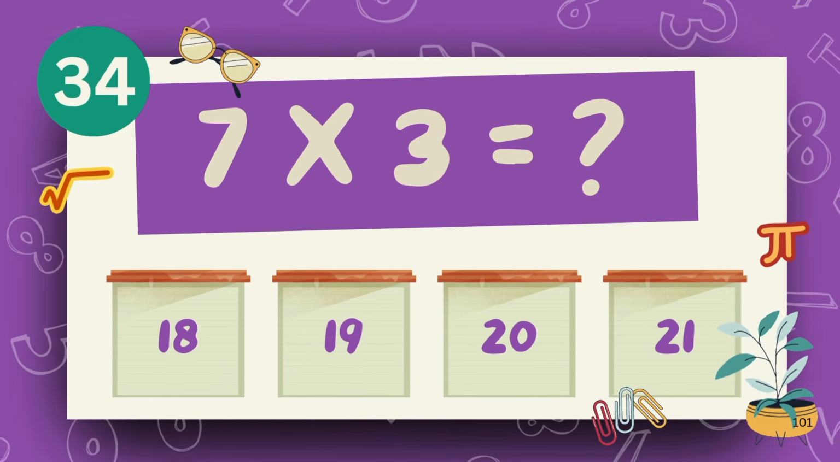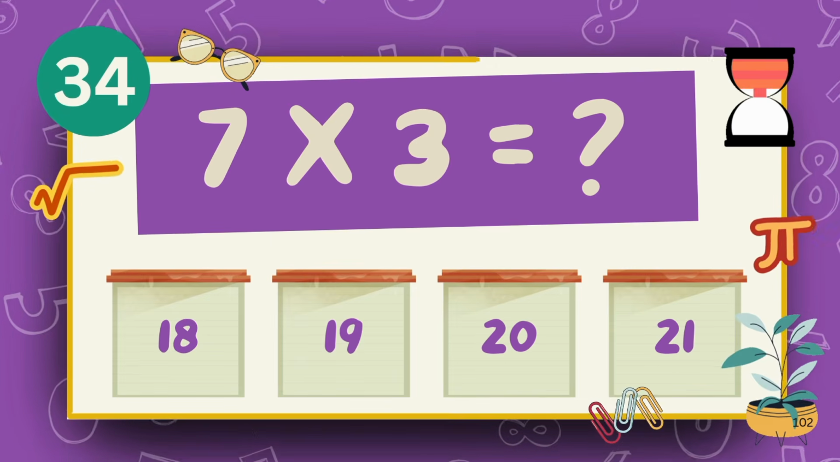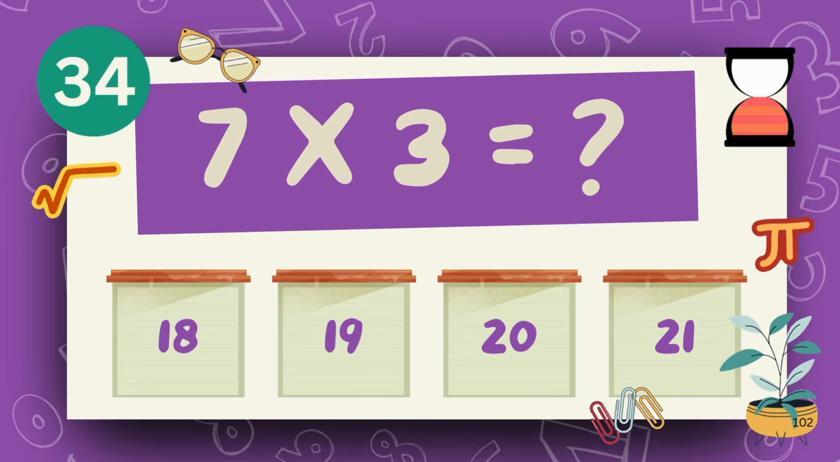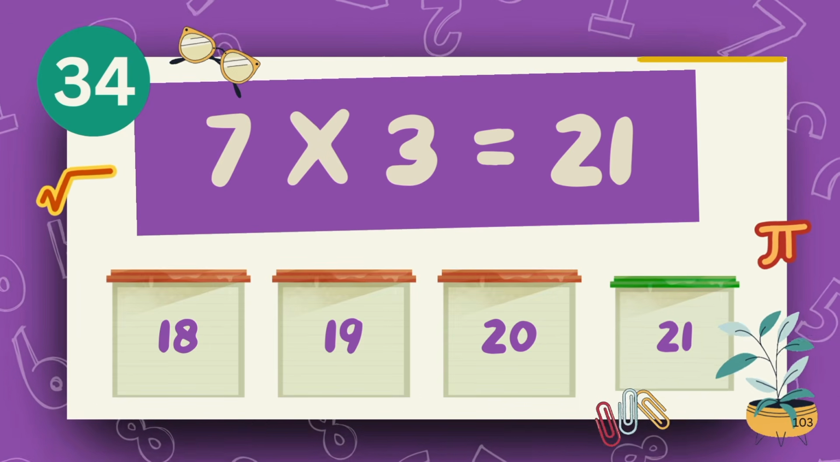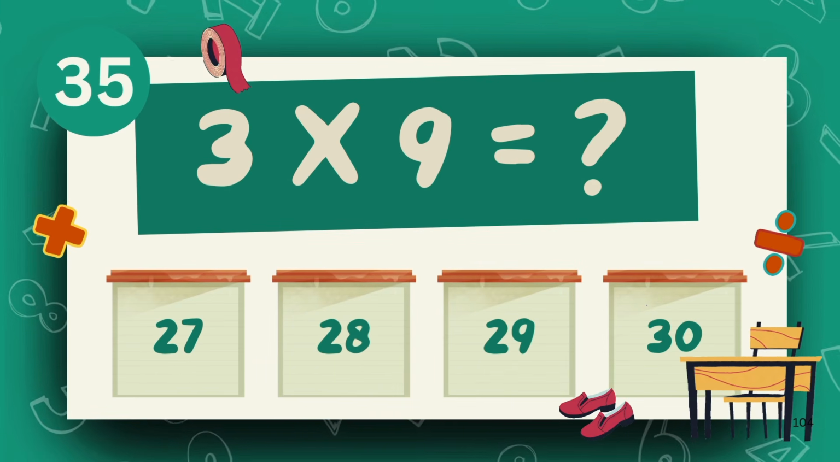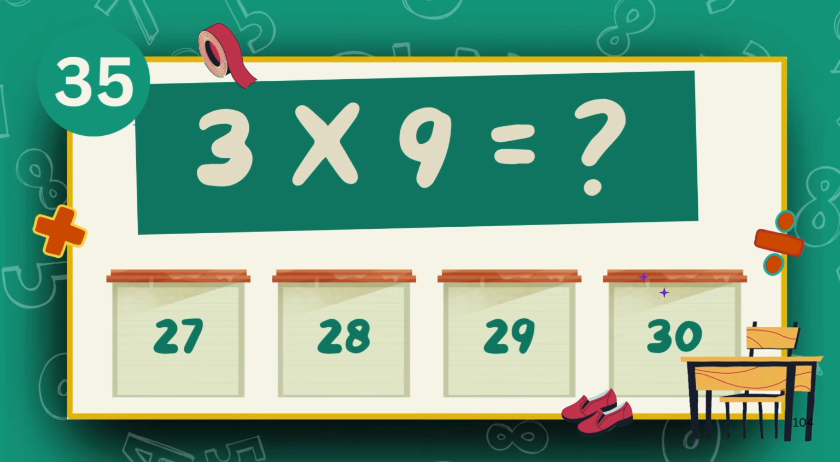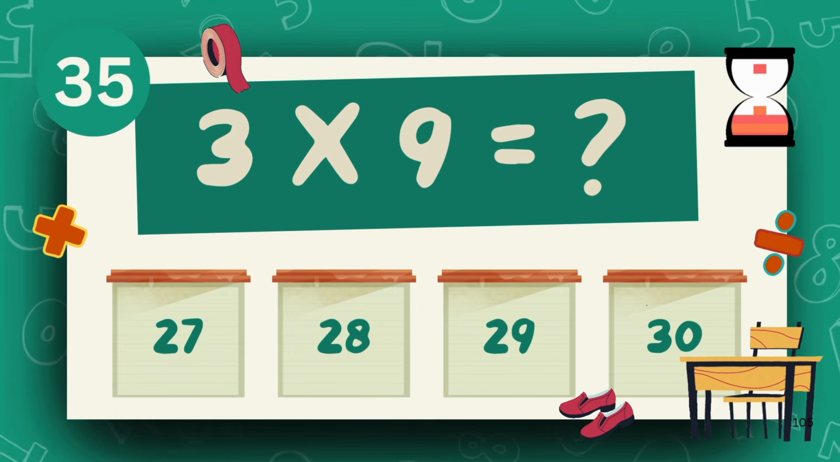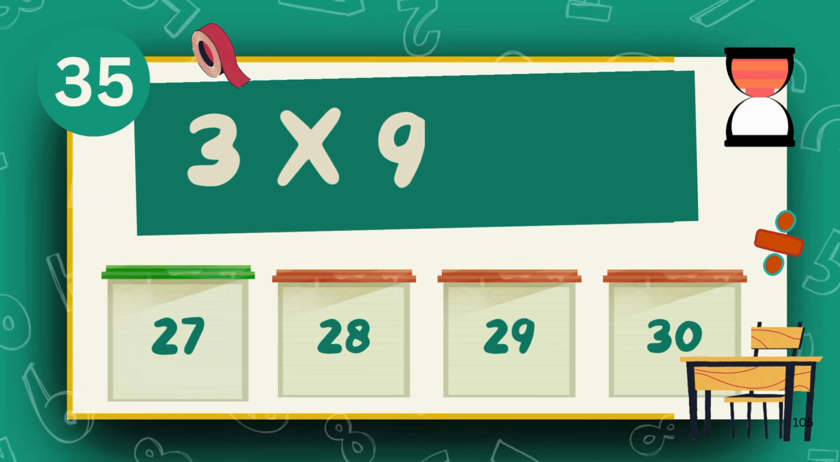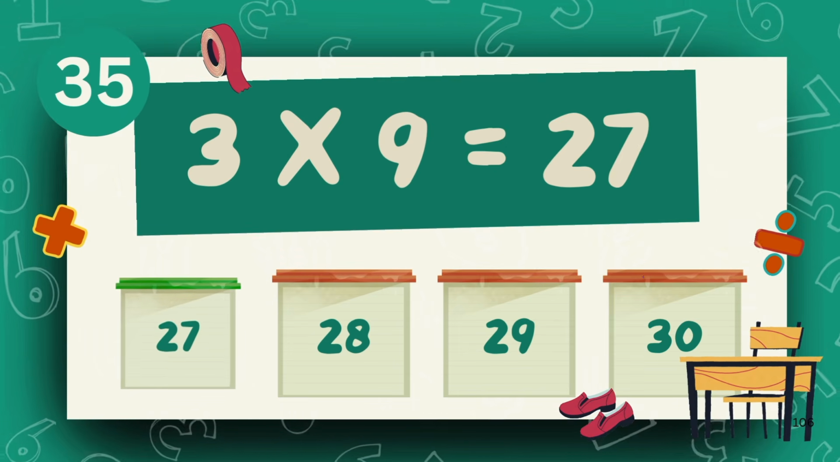What is 7 multiply 3? The answer is 21. What is 3 multiply 9? The answer is 27.